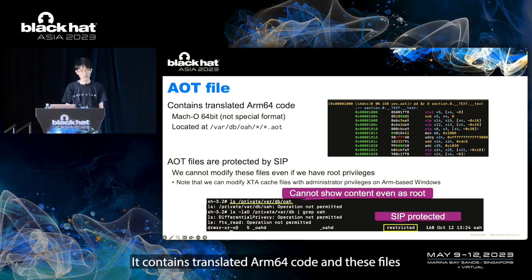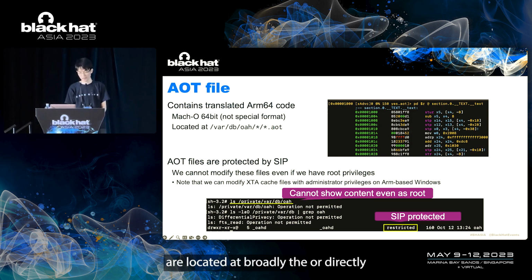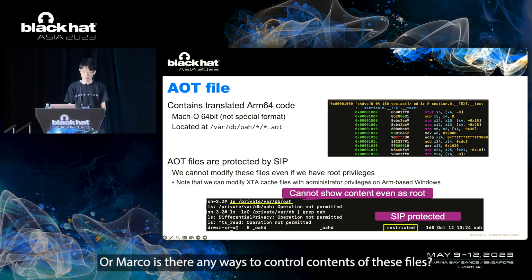It contains translated ARM64 code, and these files are located in the /var/db/oah directory, which is protected by SIP. So even the root user cannot modify these AOT files. So unlike Windows, root privileges are not enough for modifying these binary translation cache files on macOS. Are there any ways to control the contents of these files?